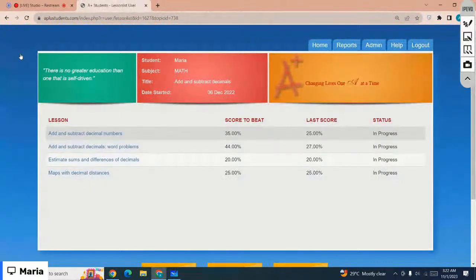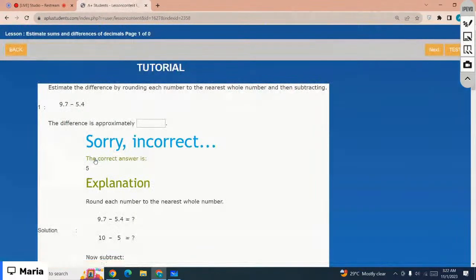estimate sums and differences of decimals, right? So you have to now estimate them. So let's just start with an example. You have 9.7 take away 5.4, right?